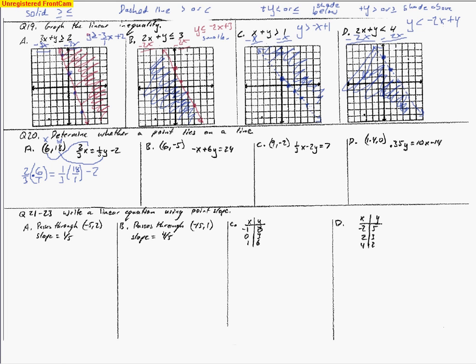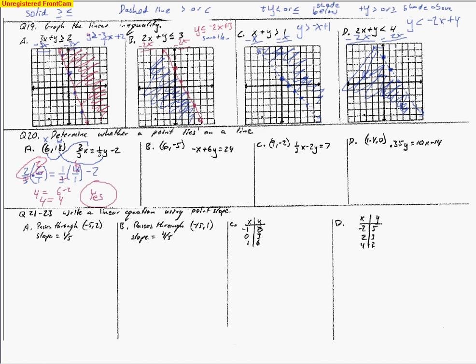So do some work there. You got to cross cancel first. 3 goes into 6 2 times. Multiply across here, you get 4. And 4 equals, 3 goes into 18 6 times. So 6 minus 2 makes 4. So 4 equals 4. So when the numbers equal, then yes, that point is on the line.